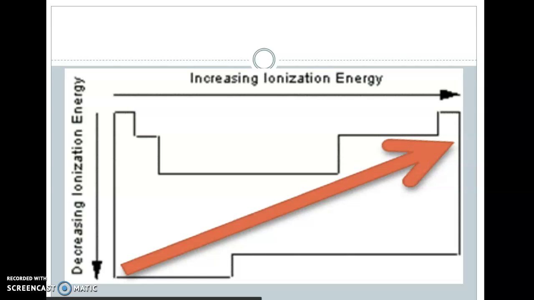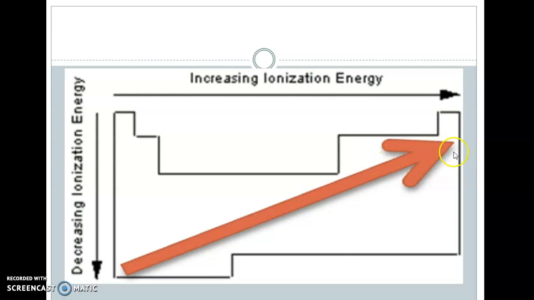So here's our general trend, right? As we move down the group, we see decreasing ionization energy. It's getting easier to remove those electrons. As we move across from left to right, an increase in ionization energy. Now, that means our general trend up and to the right is for ionization energy to be increasing.